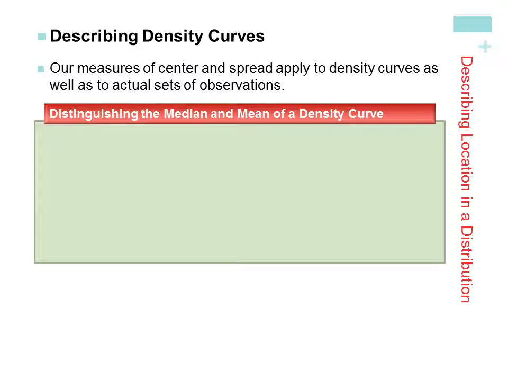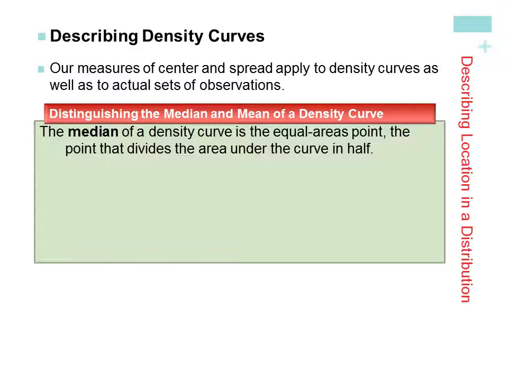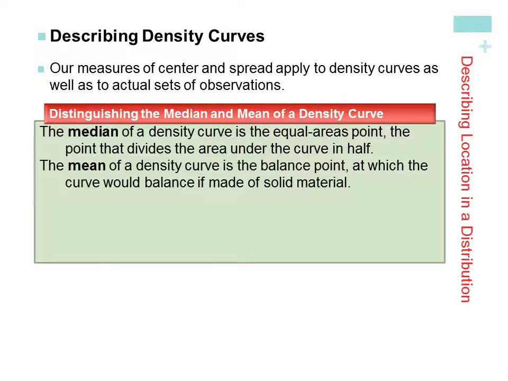So how can we distinguish between the median and the mean of a density curve? The median of the density curve is the equal areas point. Remember, the median on your number line was half the points were above, half the points were below. So a density curve is like a bell curve. The median is going to be the middle, where half the area is above and half the area is below. The mean of a density curve is the balance point at which the curve would balance if it was made of solid material.